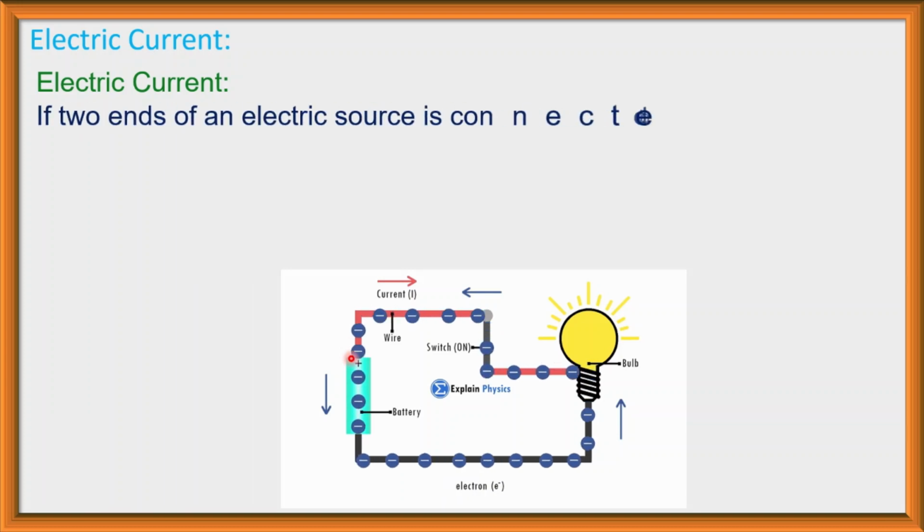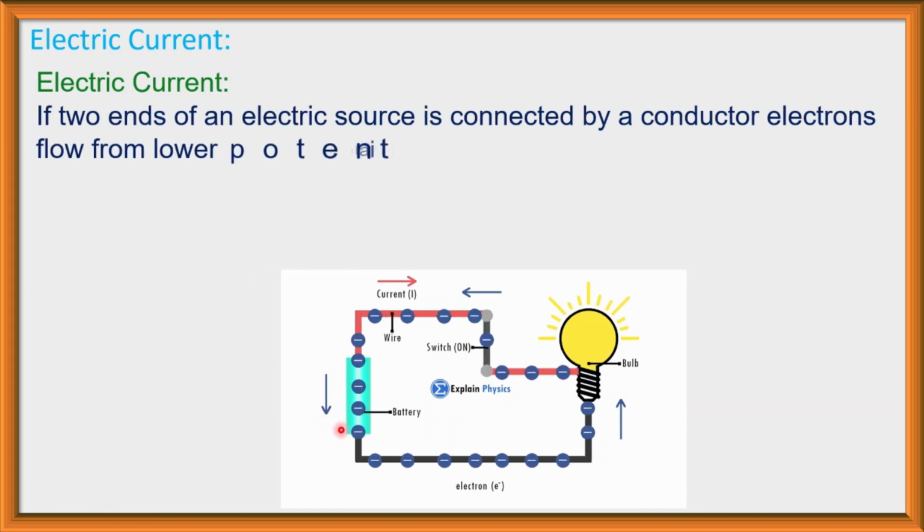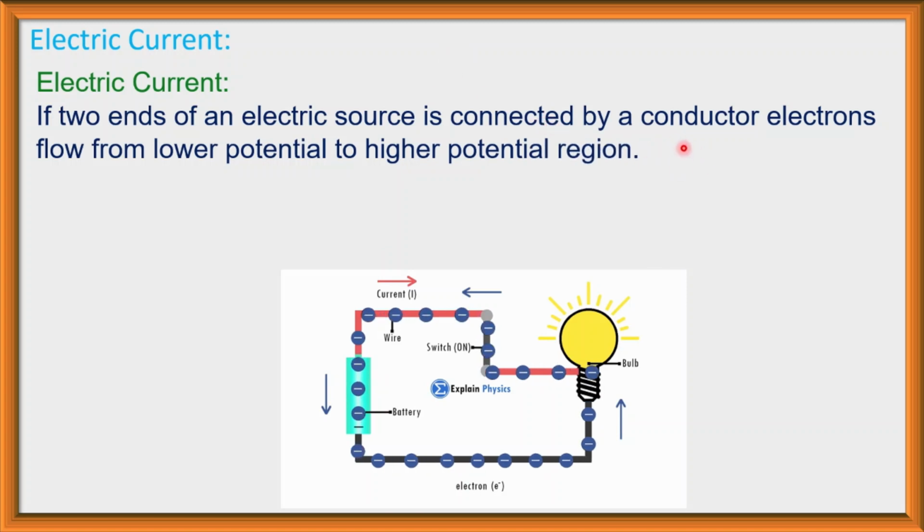If two ends of an electric source, that means battery, is connected by a conductor, electrons flow from lower potential to higher potential. That is, if we connect this bulb by a conductor with the two ends of a battery, then electrons flow from lower potential, that is negative terminal, to higher potential, that is positive terminal.